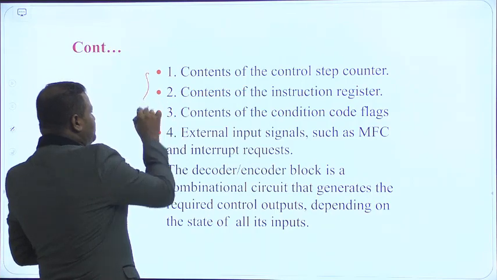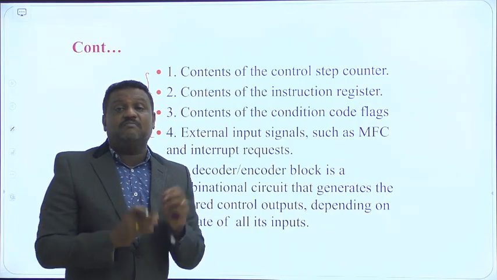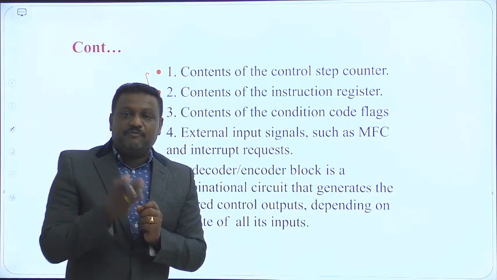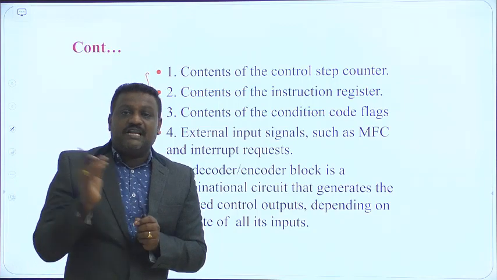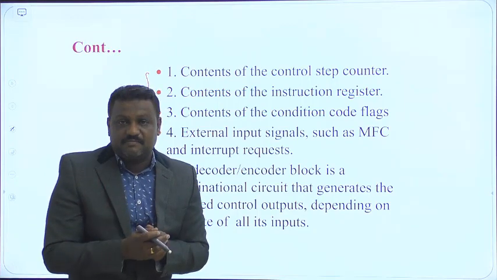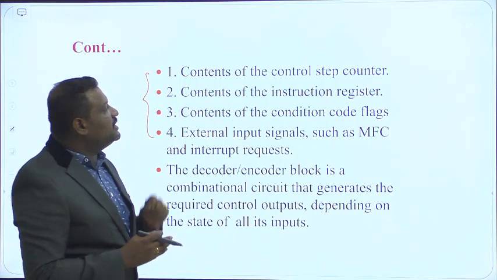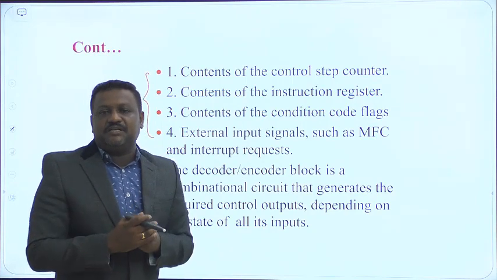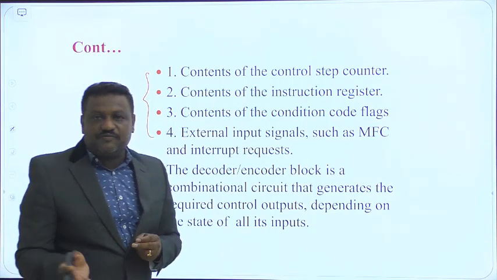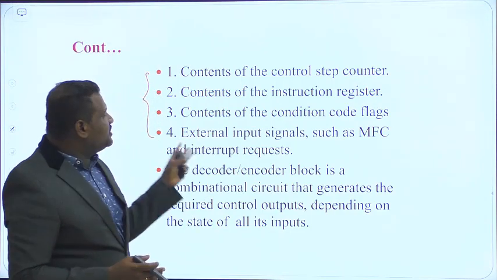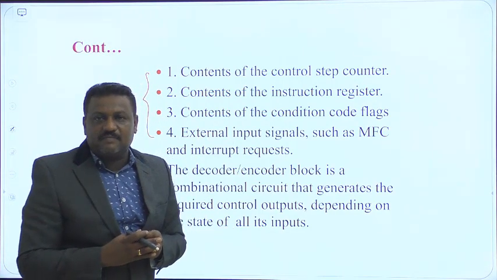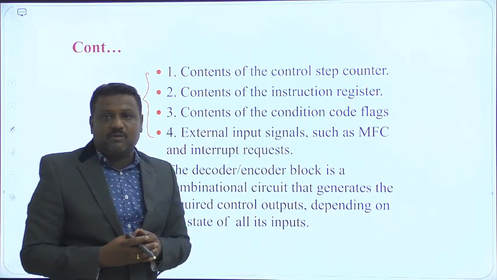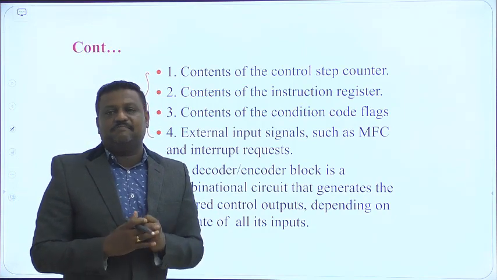What are these 4? In order to generate a control signal, the control unit has to consider different pieces of information before generation of a control signal. That means the generation of control signal depends on a few things. What are those? Number 1 is the contents of a control step counter. Number 2 is the contents of instruction register IR. Number 3 is the contents of condition code flags. And number 4 is external input signals such as MFC and interrupt requests. MFC means memory function complete.